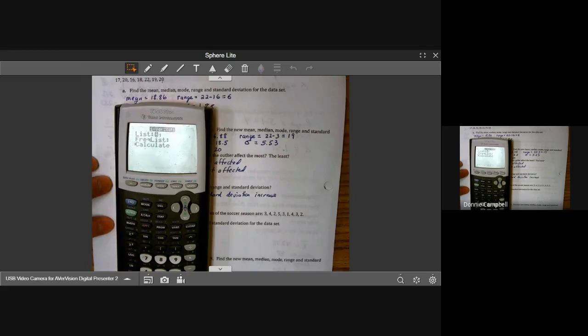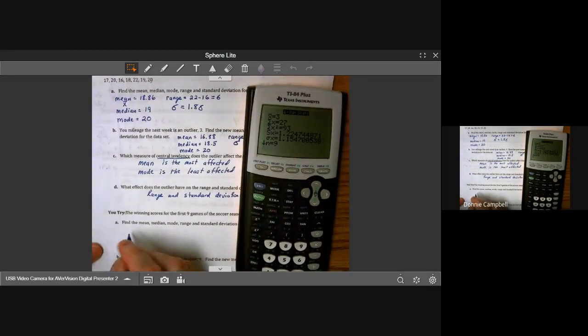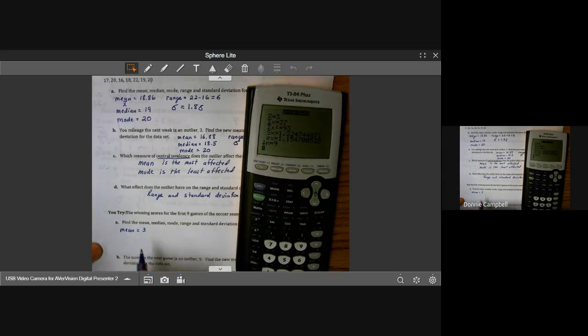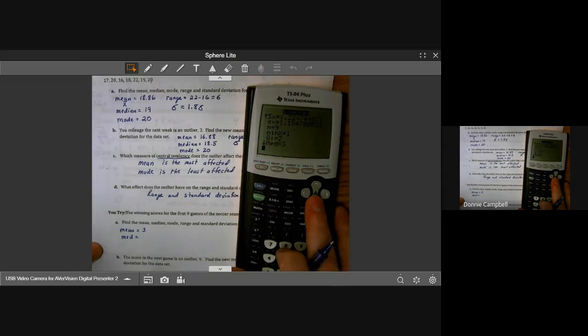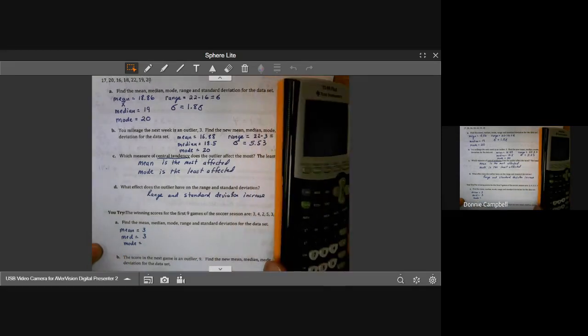Okay. Then go to Stat again, Calc, one variable statistics. Okay. Hit that, hit enter 3 times. Okay. So it gives you your mean, so your mean is 3. Okay. Your median, you get your median, arrow down. There's your median, it is 3. And then your mode, the one that occurs the most, is also 3.